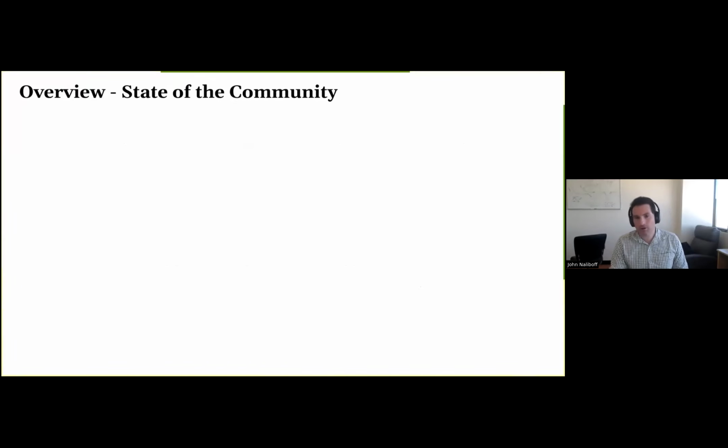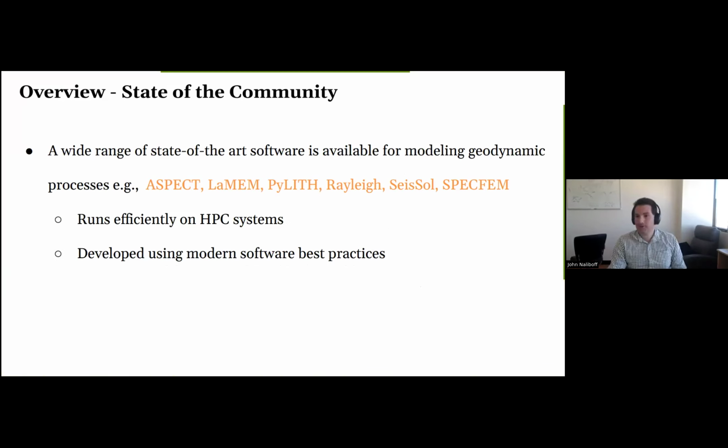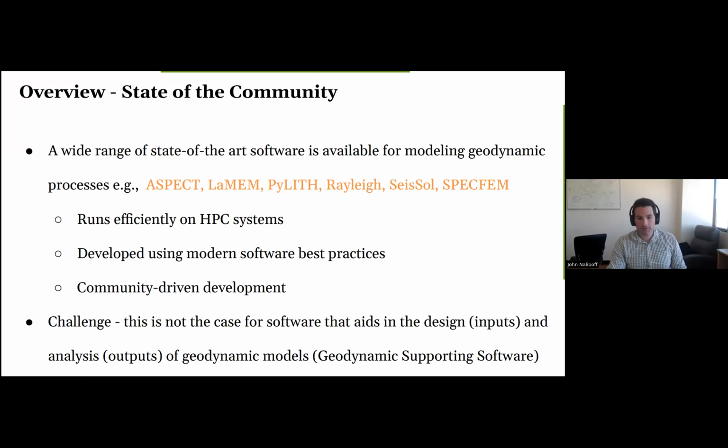First I want to start with an overview of the state of the geodynamics community, at least from my interpretation. We now have a wide range of state-of-the-art software available for modeling geodynamic processes. This includes codes like ASPECT, Rayleigh, SPECFEM, and a huge range of other codes. These codes run efficiently on an HPC system. They're developed using modern software best practices. They're community-driven development efforts.